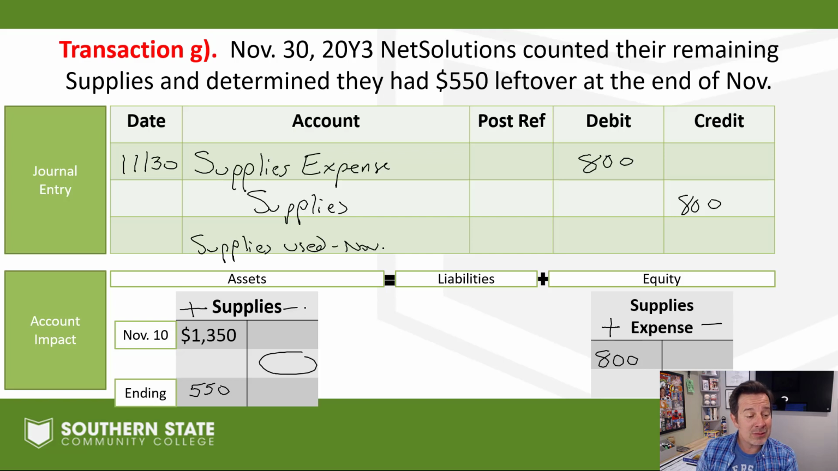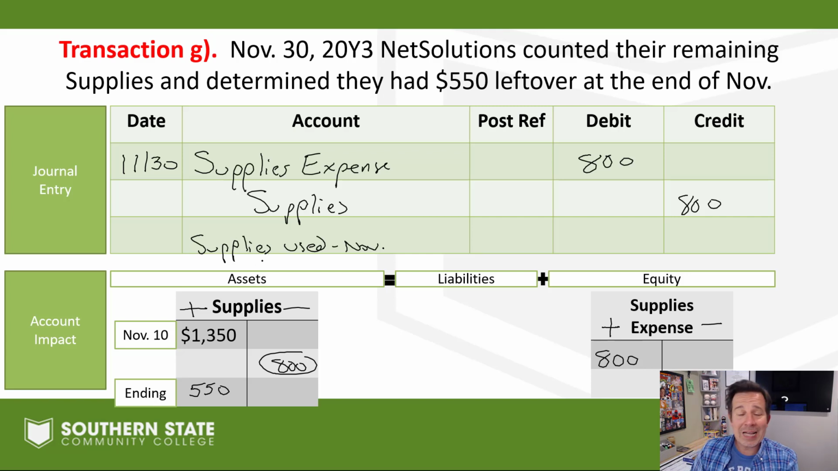The supplies asset account, what we actually have in the closet as an asset that we physically have, ready to be used. We have $550 left over. We started with $1,350, so we needed to take out $800. We've used up $800 of the supplies we've had on hand. So there you go. That's our debit and that's our credit. We've basically taken out $800 from the closet, used it up. Recognize the expense, take it out of the asset account because we don't have it anymore.